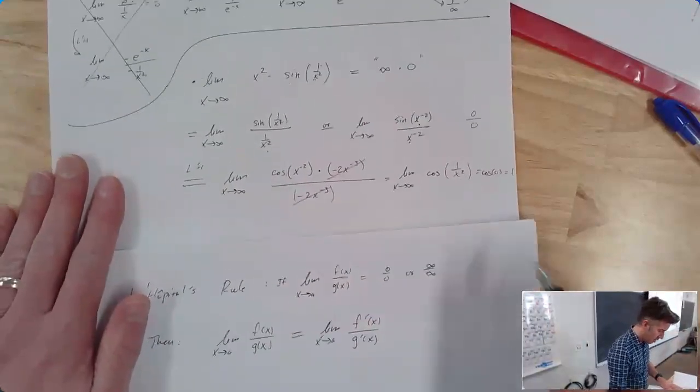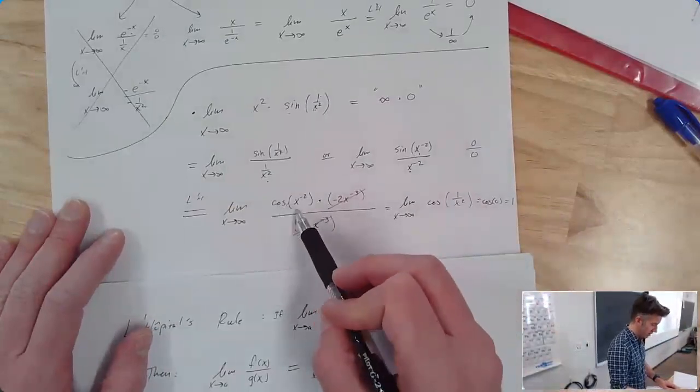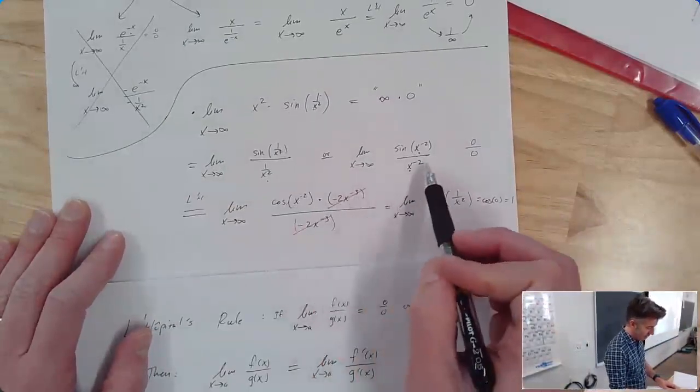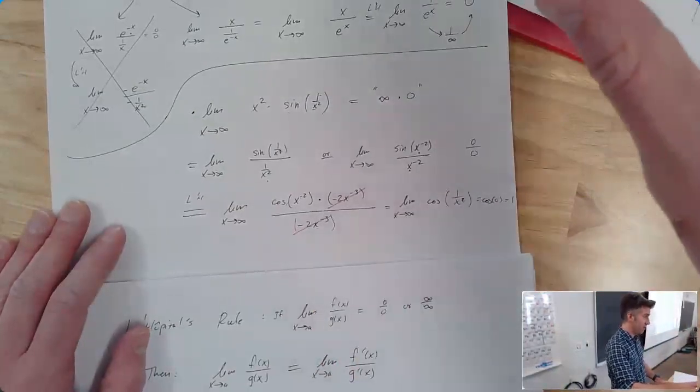We're taking our top function and taking its derivative, and getting cosine of x to the negative second times negative 2x to the negative third, and the bottom function taking its derivative. That clear things up a little bit?